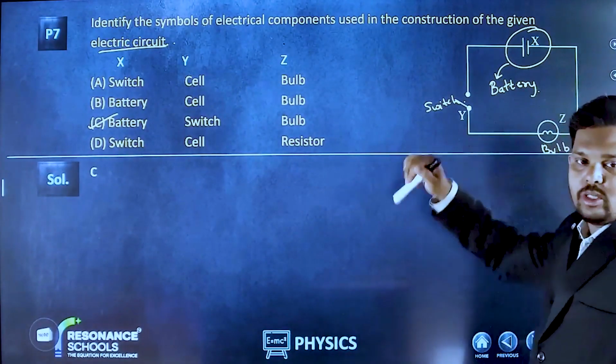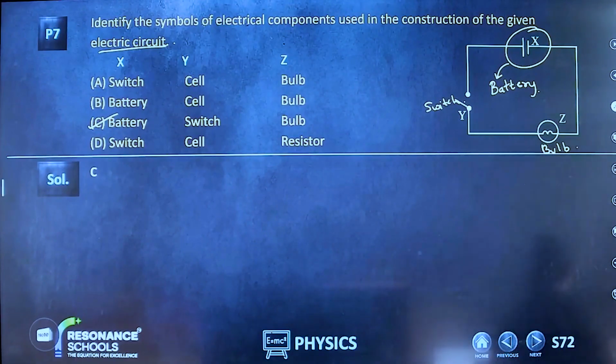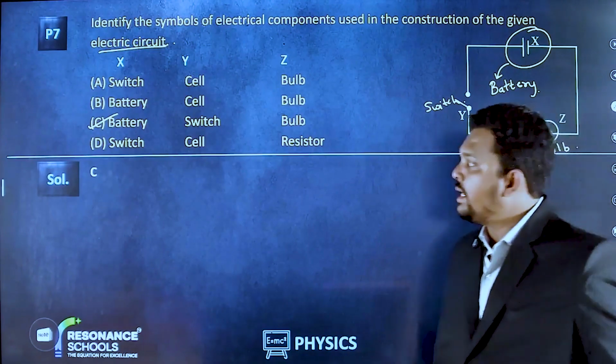Okay, how many students got the answer for this? Yes, very good. Okay, excellent. C, very good. Okay, let's go for the next question.